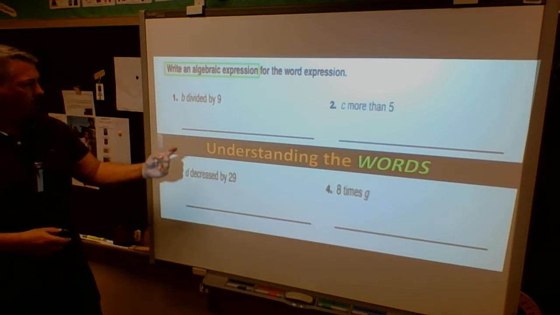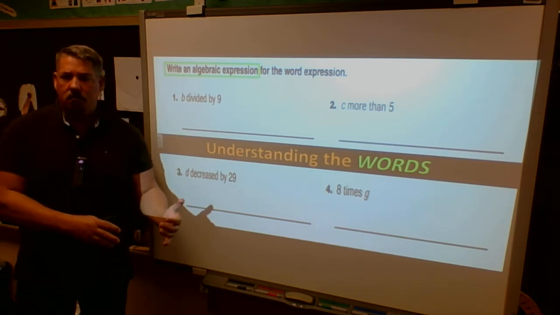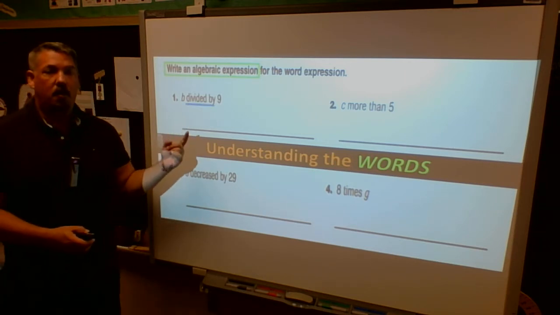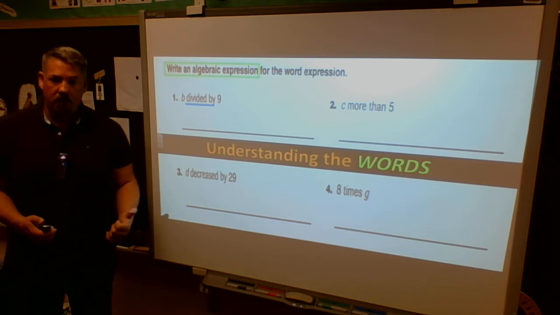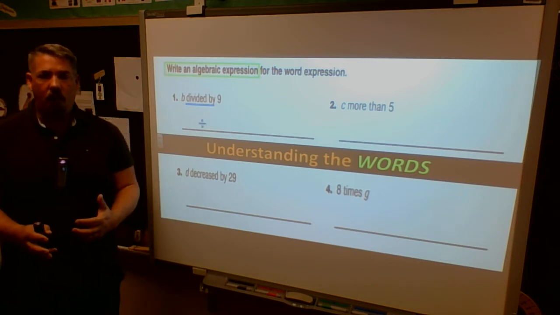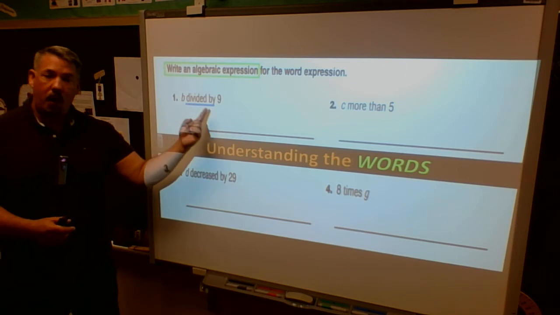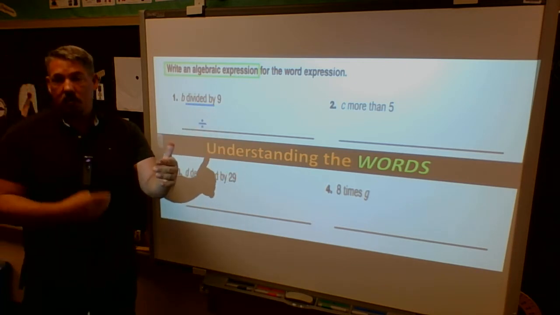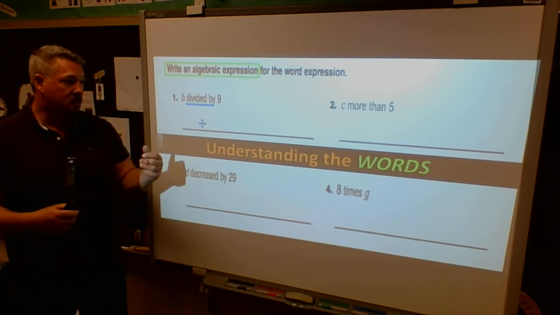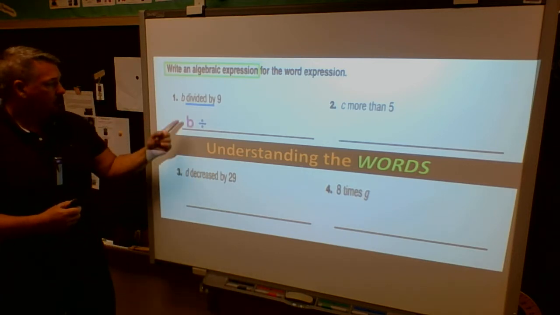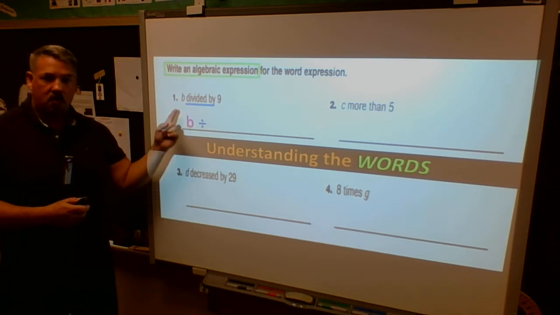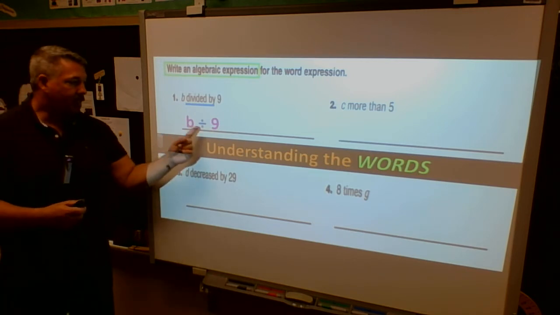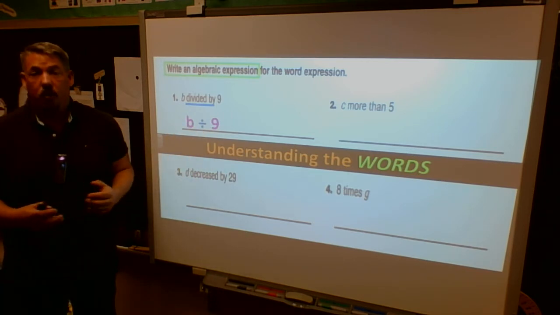So when I look at question 1, it says B divided by 9. That should be pretty straightforward. The words that I need to focus on is the divided by. And so I know I'm going to have division. And then I have to know what order they go in. Well, I have B divided by. So by means it's the second number. Or if I did a division box, it would be the divisor because it's going to be the by on the outside. So the B is going to be first. It's going to be the large number divided by the smaller number. That is my answer. There's 1 point per problem.